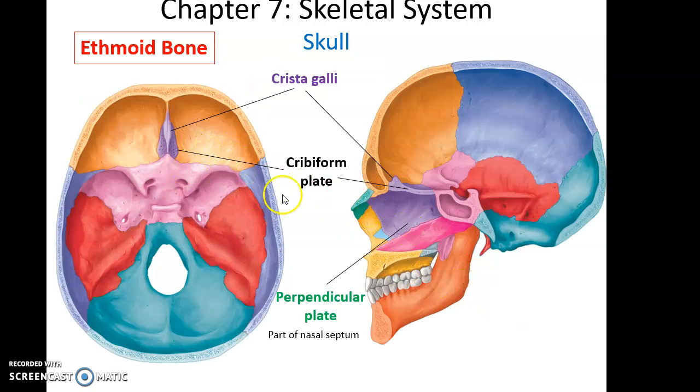So here is, again, we took off the top of the skull, looking down into it. This purple area here is the ethmoid bone. The point is like a shark fin, this little point coming up. It's called the crista galli. And the tissue around the crista galli is called the cribriform plate. You can see all these teeny tiny holes that allow the nerves from the nasal cavity to reach the brain.